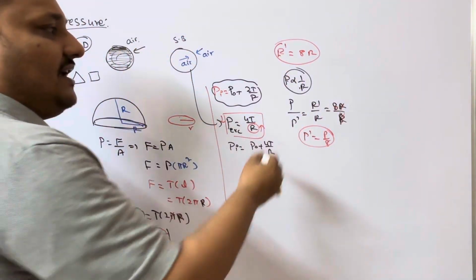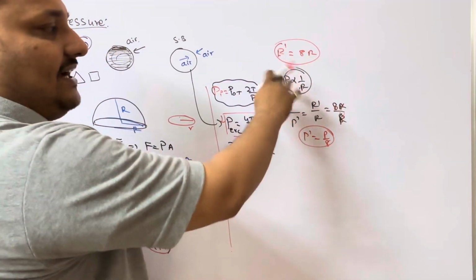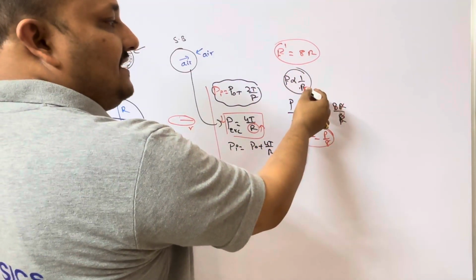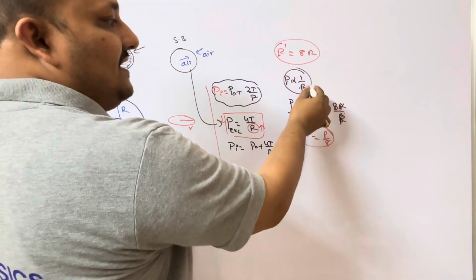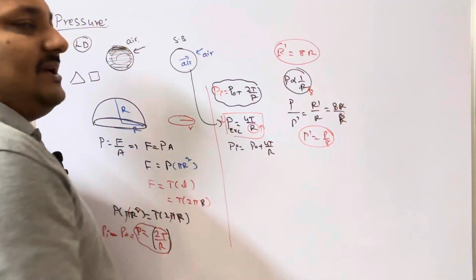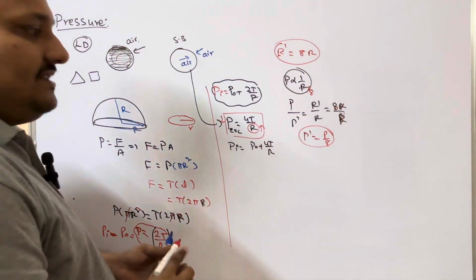Within one step also you can write, if you practice well, the directly proportional and inversely proportional relations. If the radius is 8 times, it is P by 8. If the radius is 1 by 8 times, it is going to be 8P. That is very easy and simple.